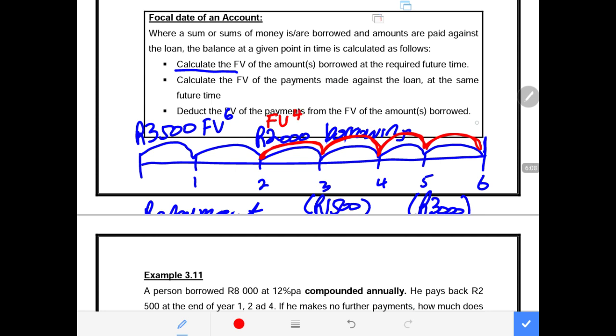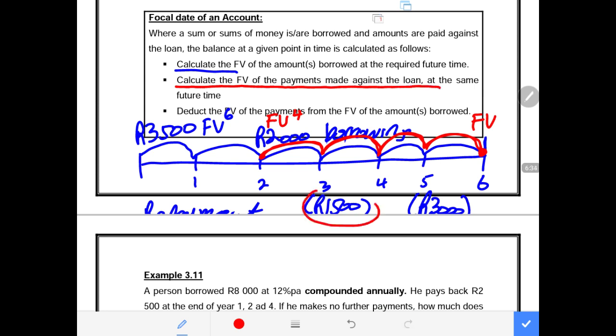So now we'll have the total future value here. Future value for these two amounts will be here as the total future value, which is to calculate the future value of the amounts borrowed at the required future date. Now in this case, that will be future value at 6 years.